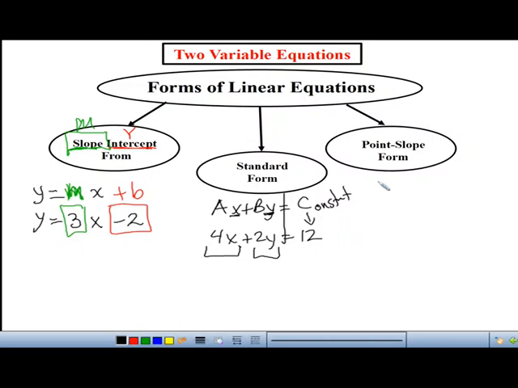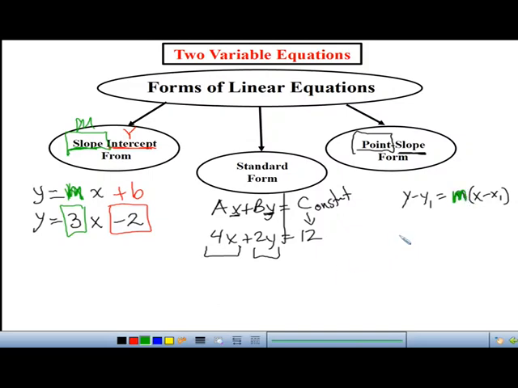And last but not least, point slope. Point slope is y minus y sub 1 equals m times x minus x sub 1. Why is this one called point slope? Well, because the form says that you need one point and you need what else? A slope. Do you see the slope on this form? Yes, it's right here, Mr. Q, the letter M. The letter M is the slope.